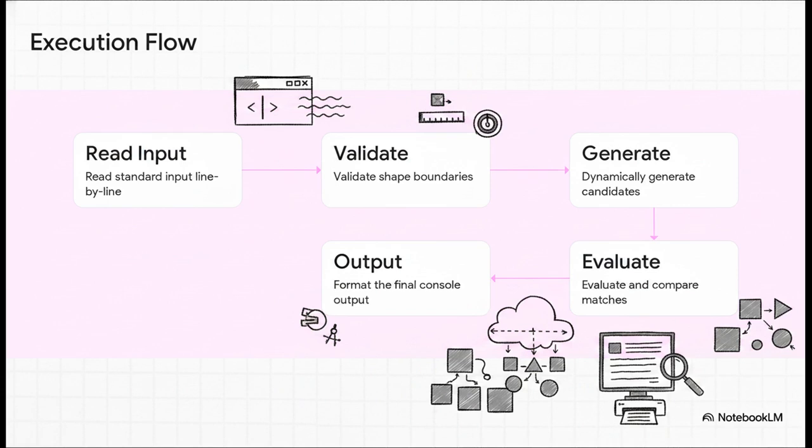We've got reading the piped standard input, validating the shape's boundaries, dynamically generating candidates, evaluating the matches, and formatting that final console output. What makes this setup so fantastic is how completely decoupled these steps are. I mean, the validation logic doesn't care at all about the matching logic, and the matching logic couldn't care less about how the input was ingested. It is a textbook example of separation of concerns.